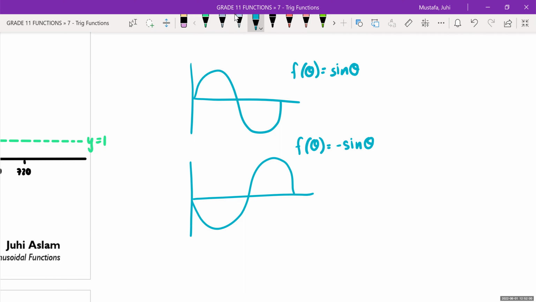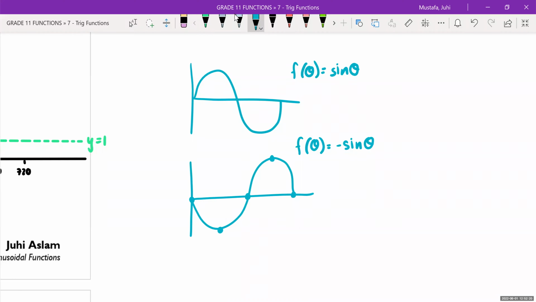So in this example, we're going to still start at 0, but now instead of going to the maximum first, we're going to go to the minimum. Then we're going to go back to our equation of axis. We're going to go to the maximum, and then we're going to go back to the equation of axis. So just make a note to yourself that that's what a negative sine theta graph looks like.